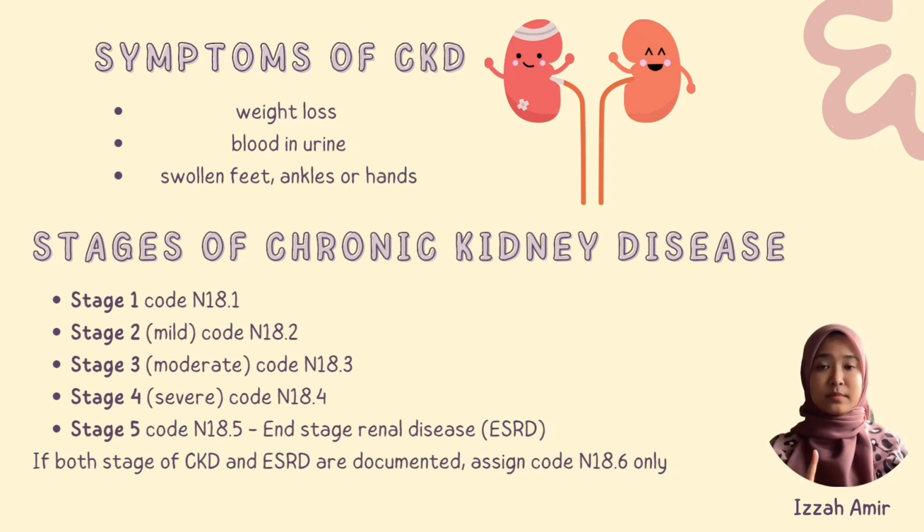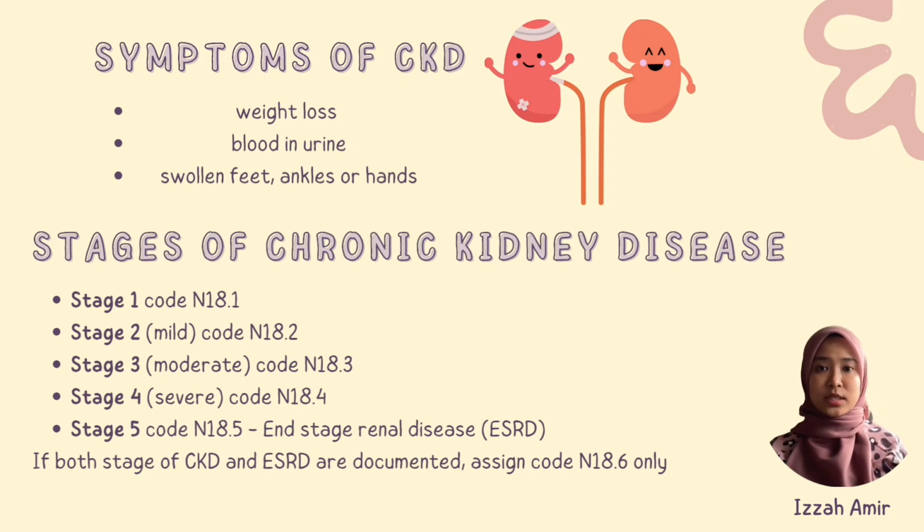For stage 1, it means that the patient has mild damage to their kidneys and the kidneys are still working well, so they may not have any symptoms. They may have other signs of kidney damage such as protein in urine. So in this case, we need to code N18.1. In stage 2, a patient may have other signs of kidney damage such as protein in their urine or physical damage, and we need to code N18.2, which equates to mild CKD.